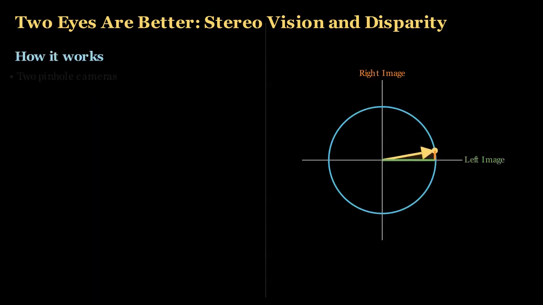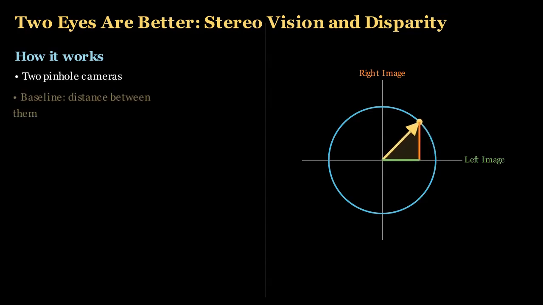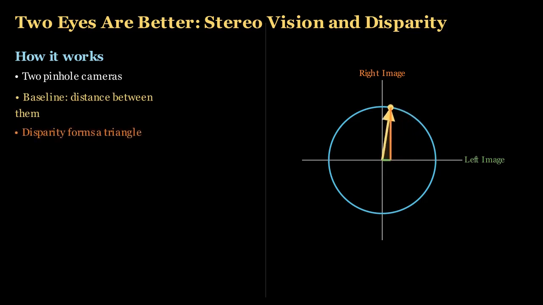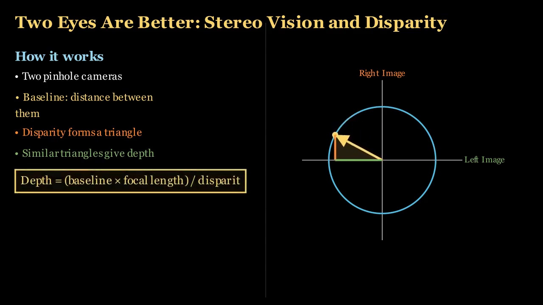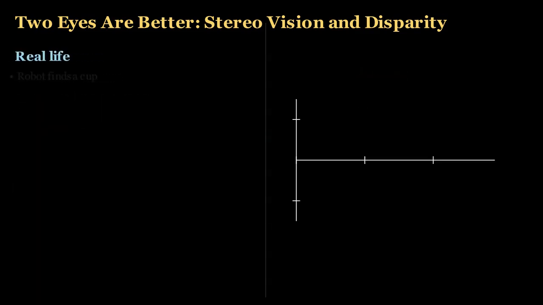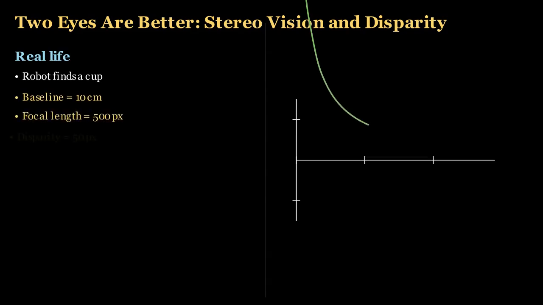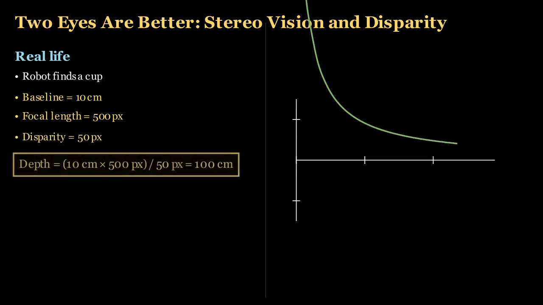Imagine two pinhole cameras side by side, separated by a baseline, like your eyes. An object projects onto each image plane. The horizontal shift, or disparity, between these two projections creates a triangle with the baseline. Using similar triangles, consider a robot with two cameras 10 centimeters apart that sees a cup. Its focal length is 500 pixels. The cup center is at pixel 200 in the left image and pixel 250 in the right. The disparity is 250 minus 200, which is 50 pixels.